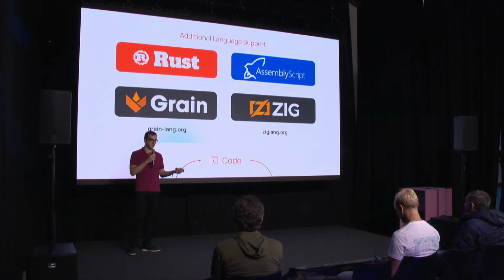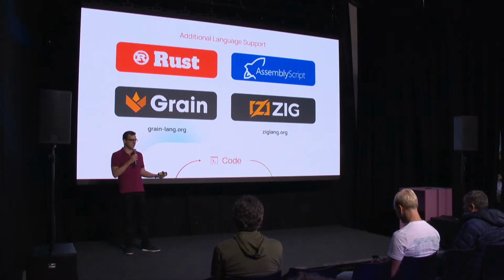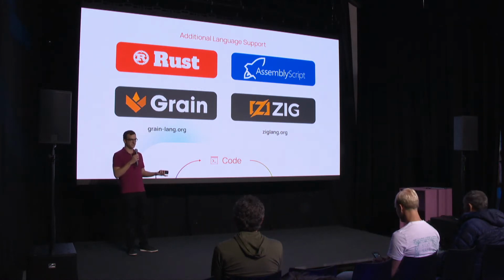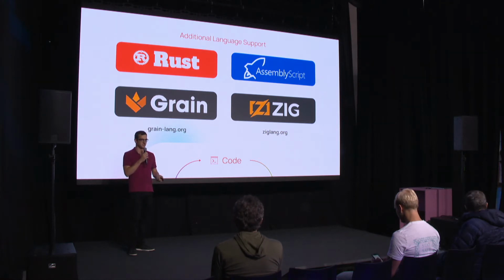Speaking of additional languages, as you may or may not know, we currently support Rust and AssemblyScript. But the great thing about Near, right, is that our virtual machine runs WebAssembly. So any language that can target WebAssembly for compilation can potentially have a Near SDK. To that end, the teams at Grain and Zig are working on Near SDKs currently, so you might want to check those out if you are interested in new languages.